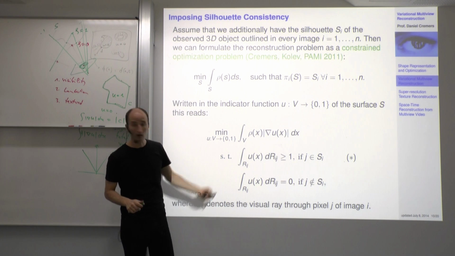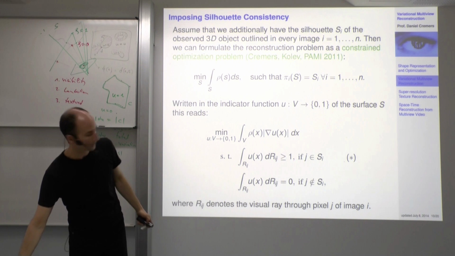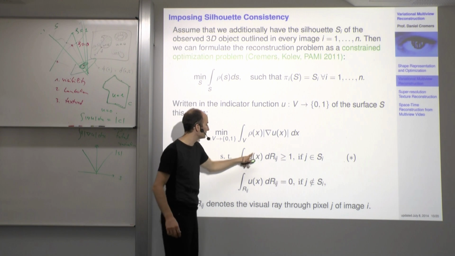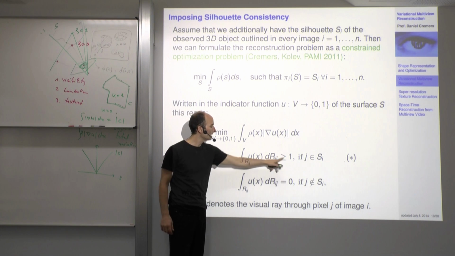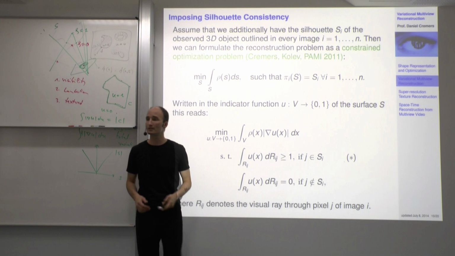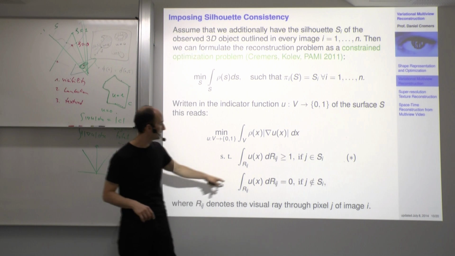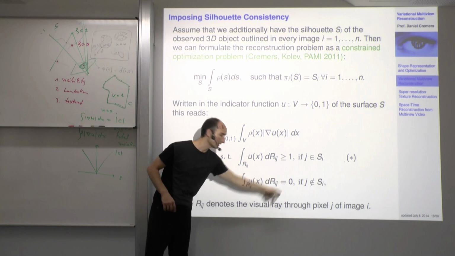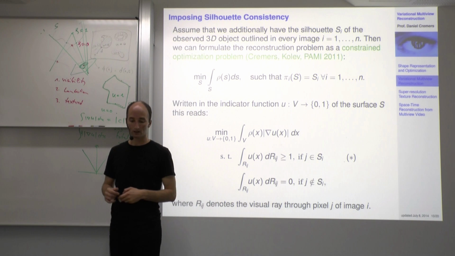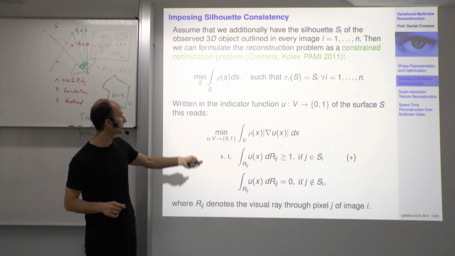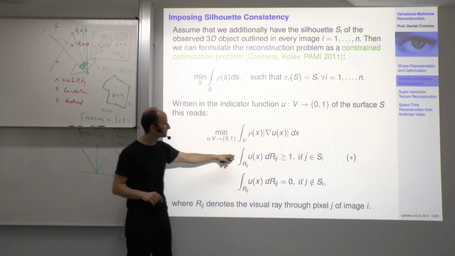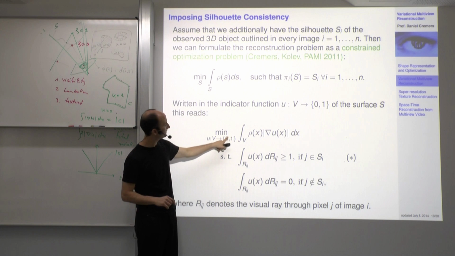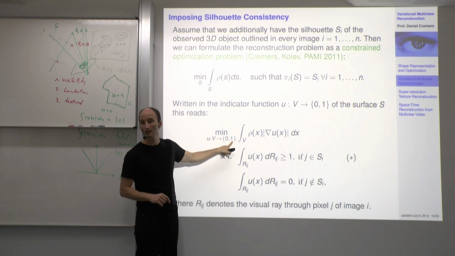And these are also convex constraints, right? If you look at them as a function of u, this is a linear constraint. It's just a sum of u values larger or equal to 1. So this is a very simple linear constraint. Similarly here, a sum of u values equals 0. These are linear constraints, which means we have a convex problem. At least the function is convex. These constraints are convex.